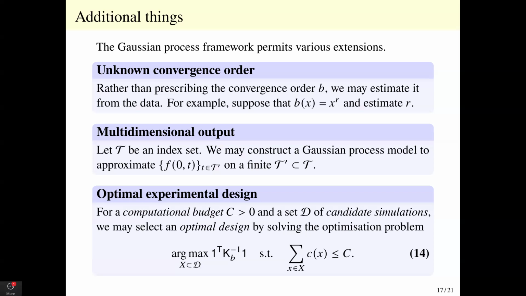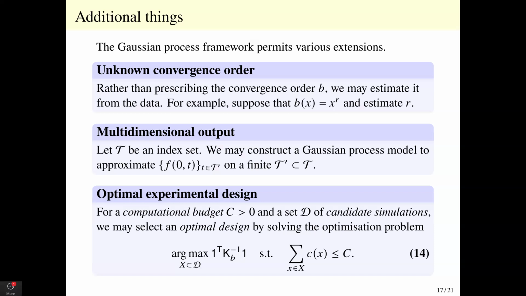And moreover, you can easily do, at least in principle, multidimensional output. Of course, in practice, it's always a bit of a hassle. So we can think of, let's say, instead of just a single F0, the quantity that we're trying to approximate being F0 of T, or T at some discrete index set. So this would be, say, the value of a differential equation at a number of different points.